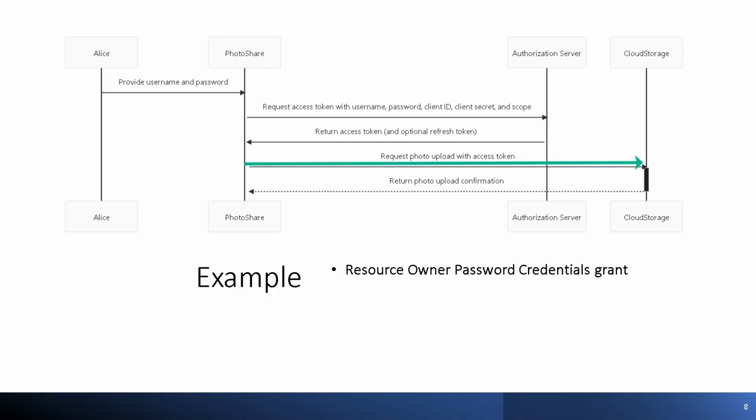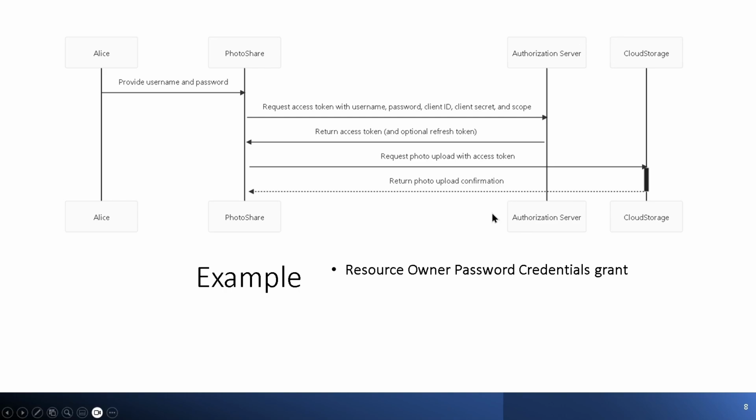Alice can now see her photo on PhotoShare and share it with her friends. She can also revoke the access token at any time from the cloud storage account settings if she wants to stop PhotoShare from accessing her photos. But the problem is PhotoShare now has access to Alice's username and password, which is obviously not a good way of doing things.